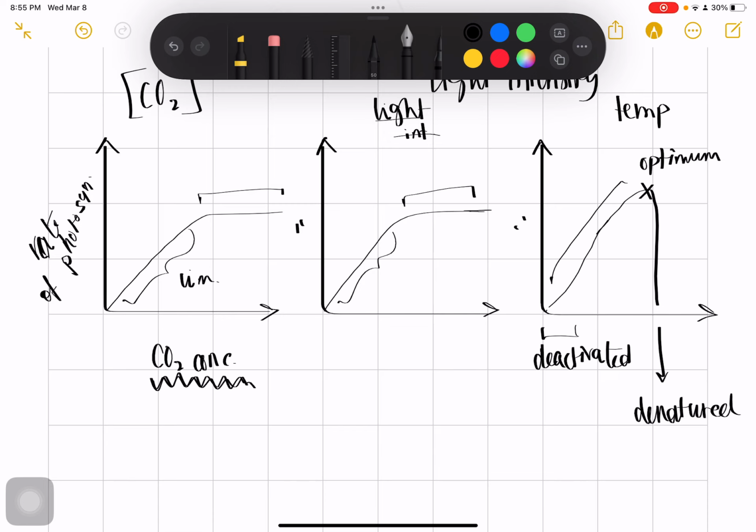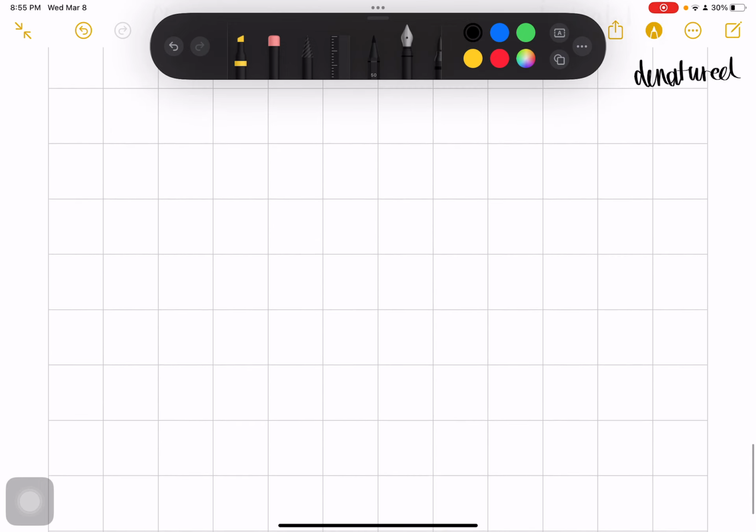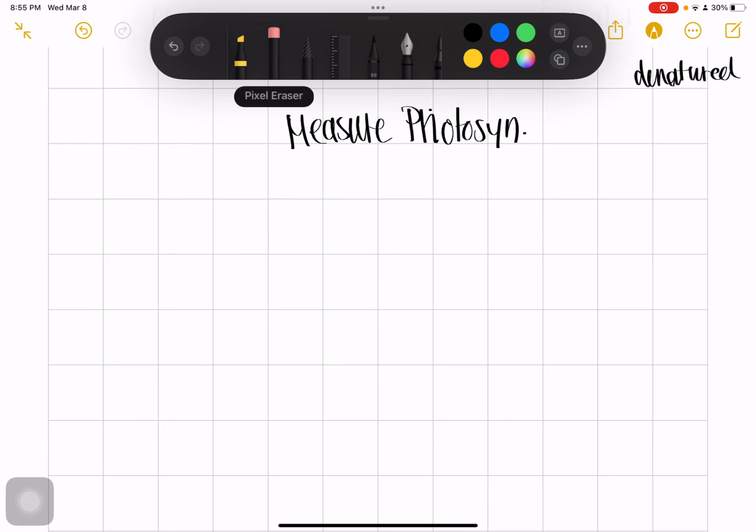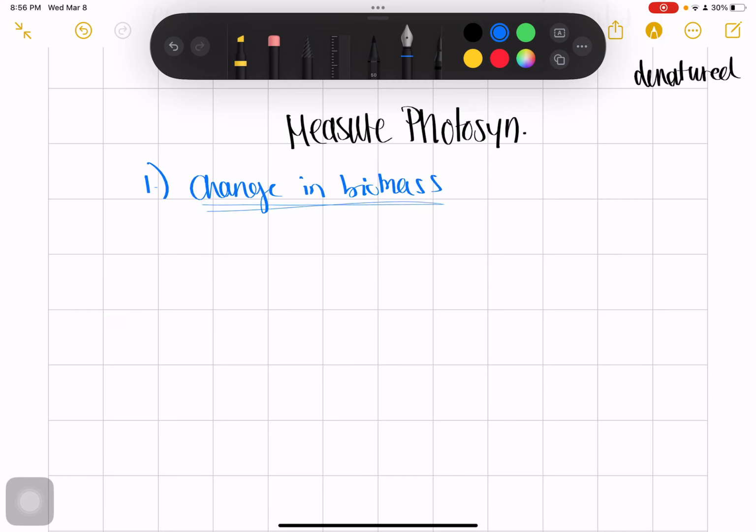And one last thing that I want to leave you with before I wrap up this video. The 3 techniques to measure photosynthesis. So we have 3 techniques. We have 1, change in biomass. Don't worry, they all get easier after change in biomass. Change in biomass basically means how much glucose there is in the plant.